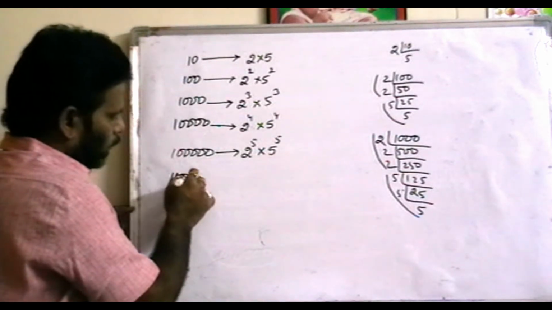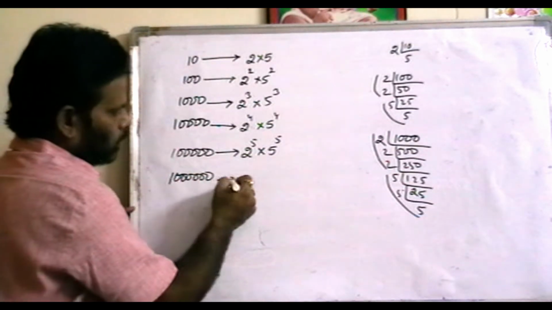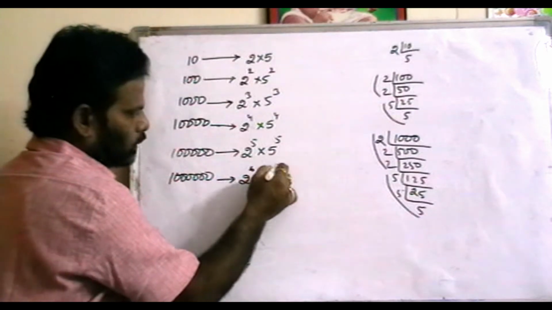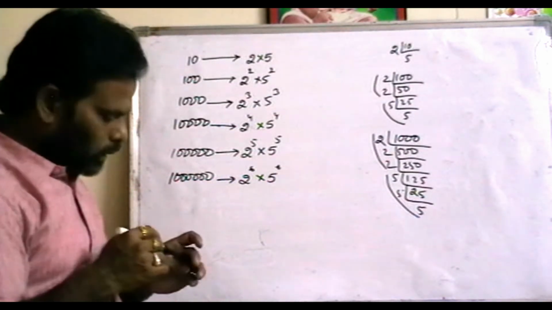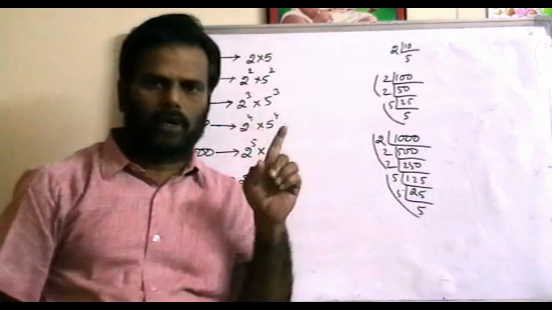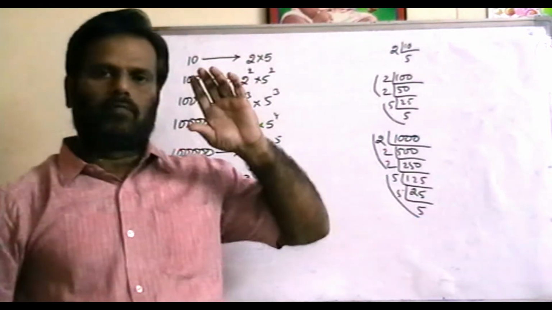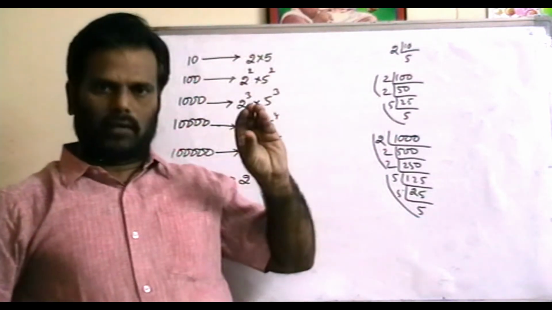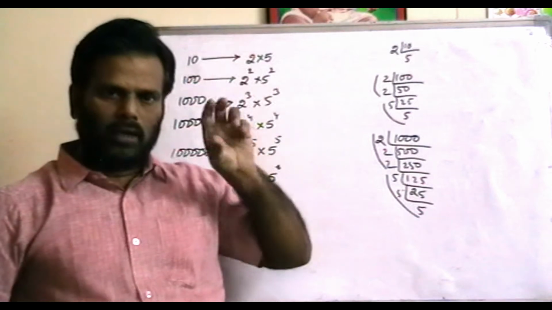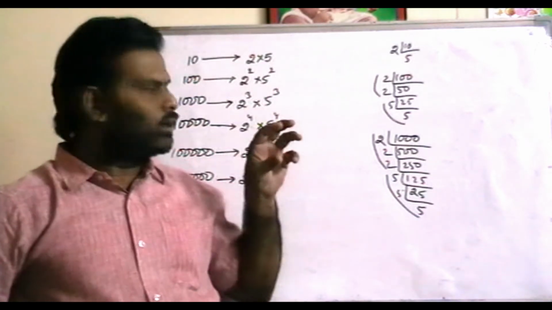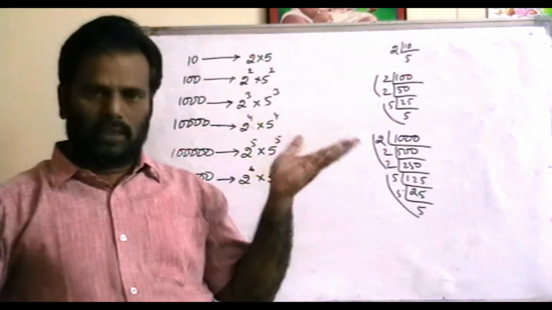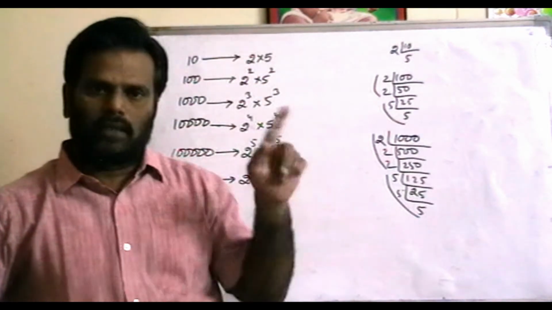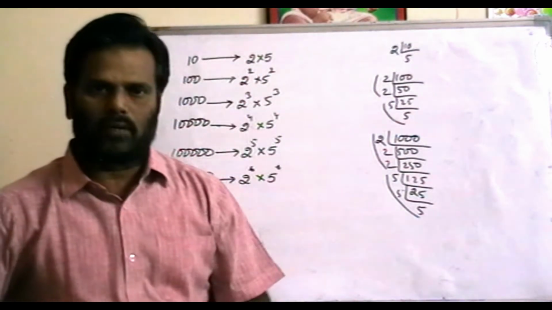Otherwise 10 lakhs, 6 zeros, means 2 power 6 into 5 power 6. So here, first of all, in the fraction p by q form, the denominator q part, if we can change it into the nearby round figure, then we can say that it is a terminating decimal.